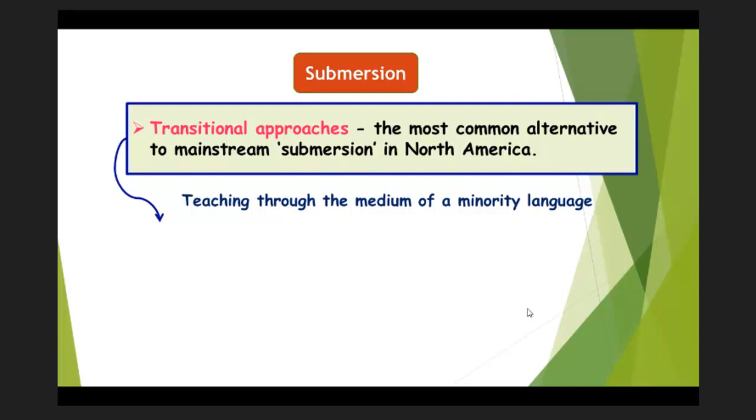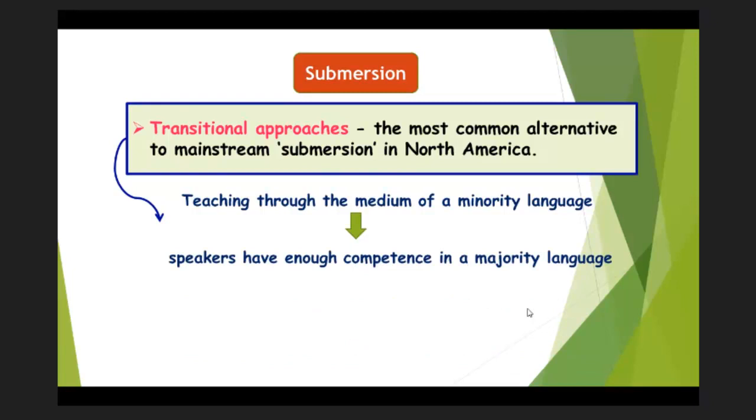For the first one, transitional approaches, in this approach, the minority language will be used as the teaching medium in the class until the speakers have enough competence in a majority language. After that, there will be a transition from minority to majority language as medium of instruction. This approach is very common and popular in North America, especially in the USA. We can see this approach applied a lot in public bilingual schools.